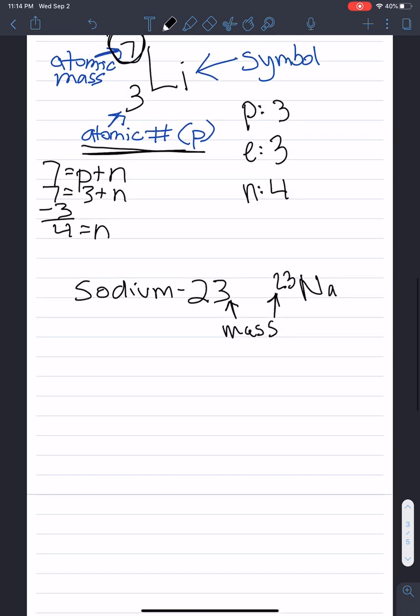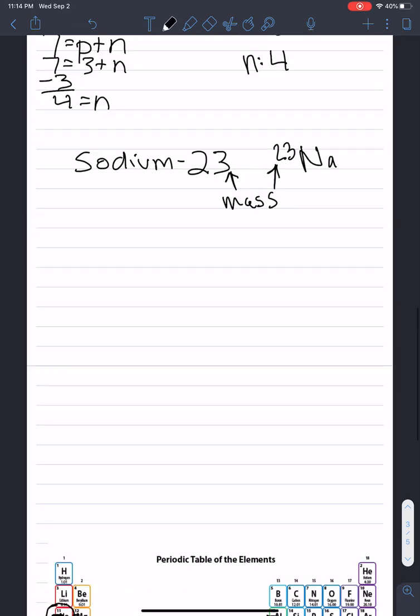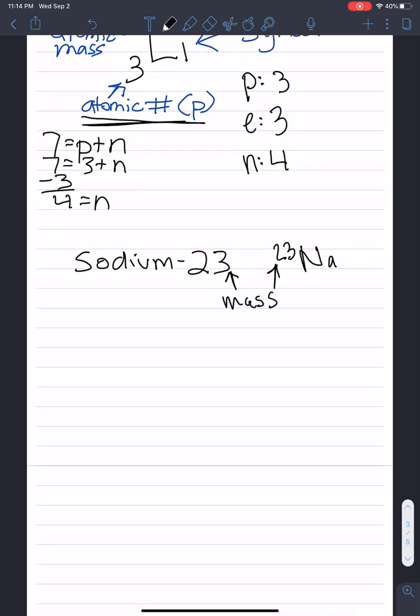So for these ones, when they only give you one number, your first step is to go to your periodic table and find what your atomic number is. All right? So for this, we figured out that sodium's atomic number is 11. So since sodium's atomic number is 11, we know that the amount of protons in sodium is 11. So that means our amount of electrons are also 11.